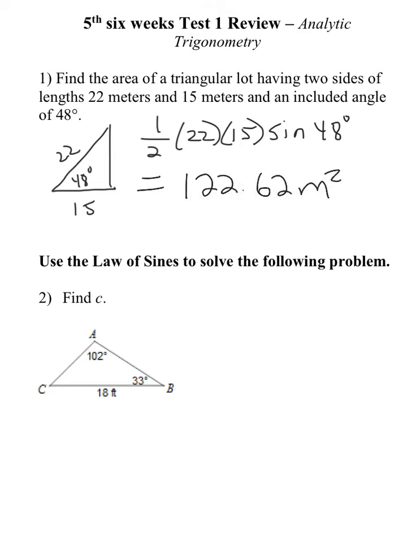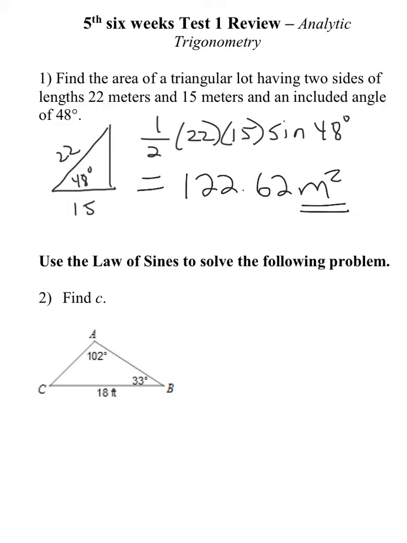So on the test, you're going to be required not only to draw a picture of your triangle, but to show what formula you used and the answer in units squared, whatever the units are. In the next problem, we're using the law of sines to solve a triangle. The triangle's already drawn for you, so all you have to do is use the law of sines, and you only have to find side C.